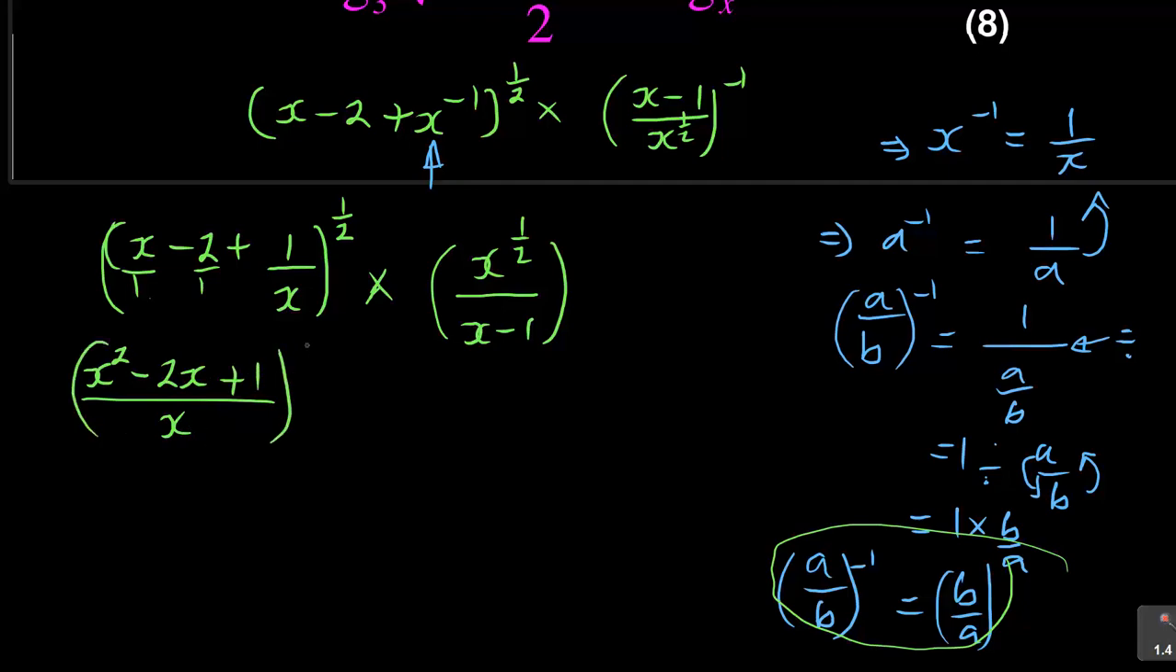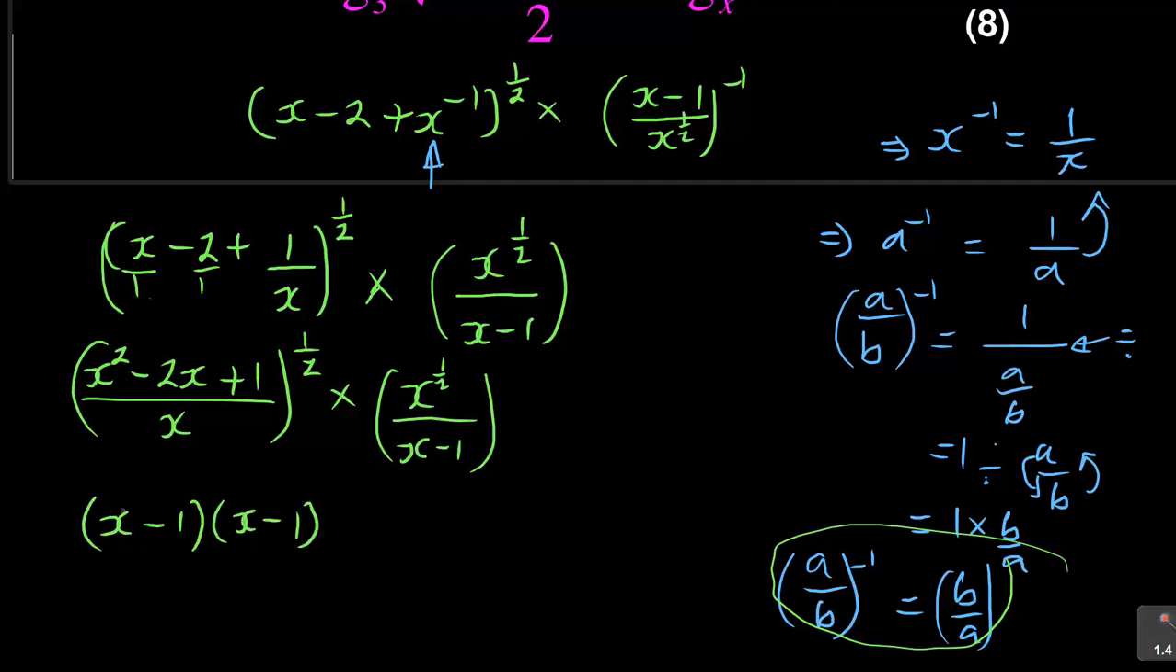Remember, this is to the power half, times x to the power half over x minus 1. Remember this? And then we continue. Now we need to factorize the top part, and if you factorize it using the product-sum method or whichever way, you will see that this is equal to x minus 1 squared. So if I say x minus 1, if you multiply this out, this is x squared.